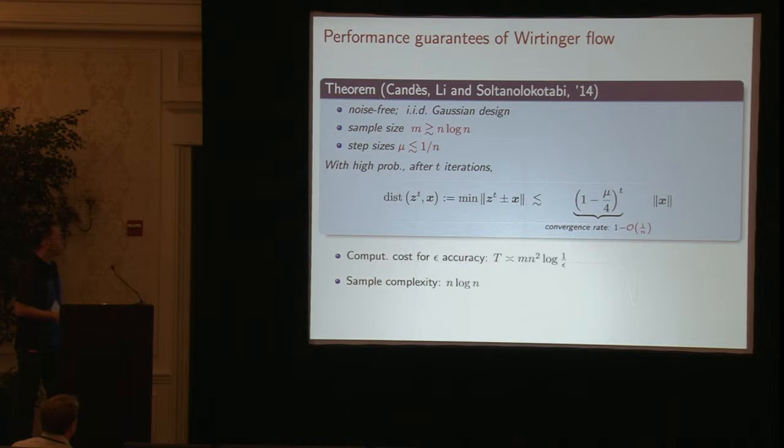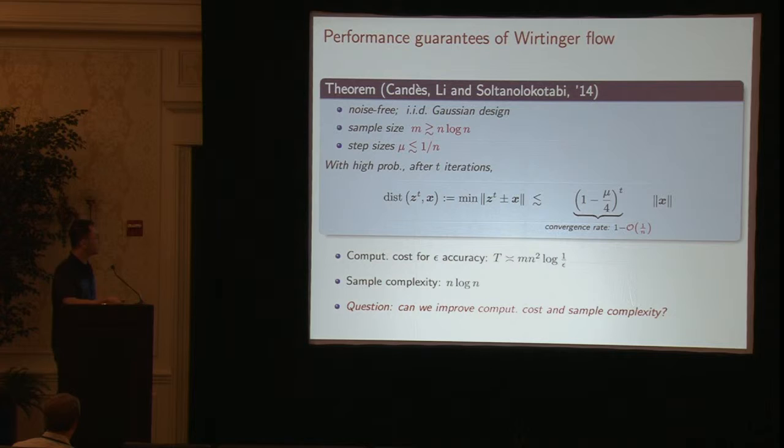So this is already great, but the question is whether we can still improve it, because you can see that, whether in terms of computational cost or sample complexity, neither is actually optimal. The total computational cost is roughly n times the time taken to just read the data. And the sample complexity, if you remember, for the convex relaxation is n, not n log n. So it is missing a log n factor. So in this talk, I'm trying to develop a variant of the Wirtinger flow type of algorithm that achieves optimal computational cost and optimal sample complexity.